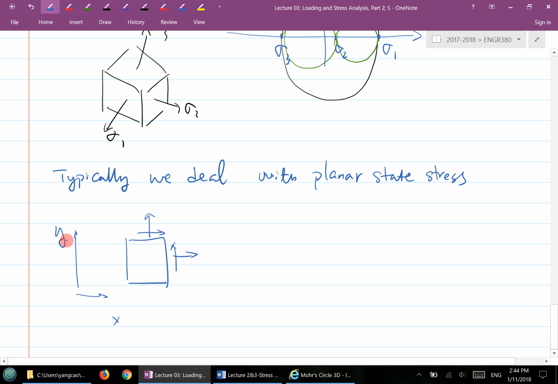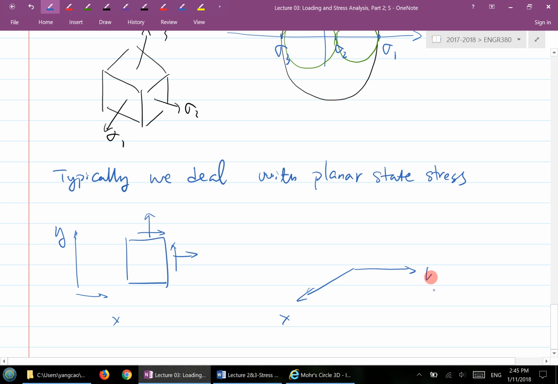However, for design purposes, for the general case, we have to look at this state of stress, which is a planar state of stress, in a 3D sense. So what does that mean? Basically, you would have to rotate this stress element and put it into a 3D sense.